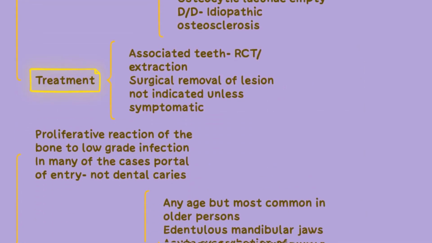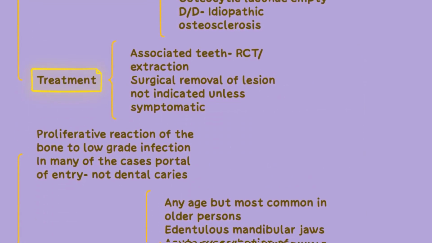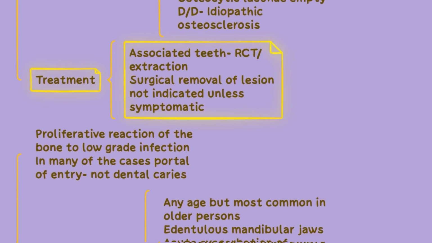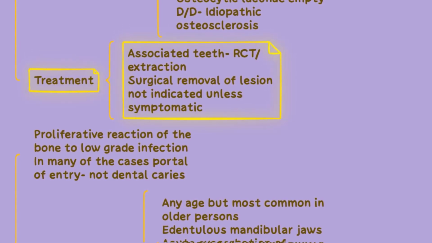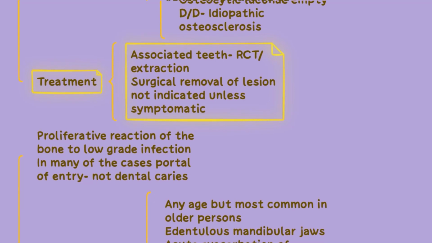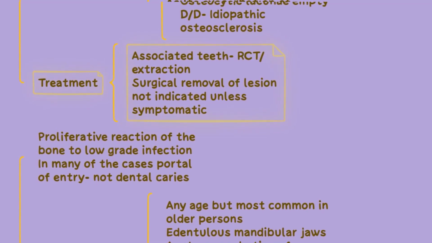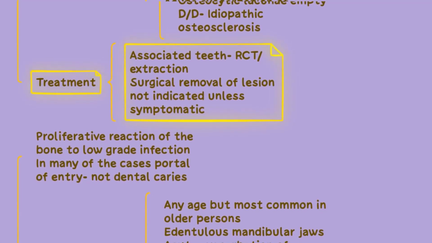The treatment approach for chronic focal sclerosing osteomyelitis involves managing the associated teeth. Root canal treatment or extraction may be indicated. Surgical removal of the lesion is not typically necessary unless it becomes symptomatic.